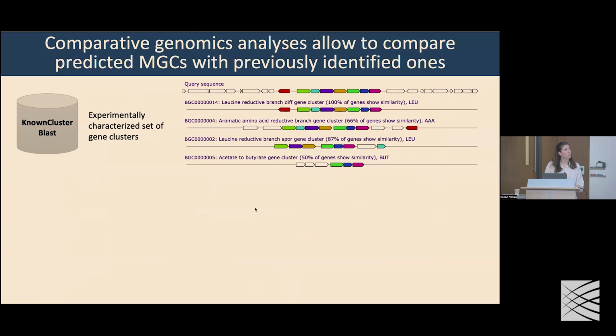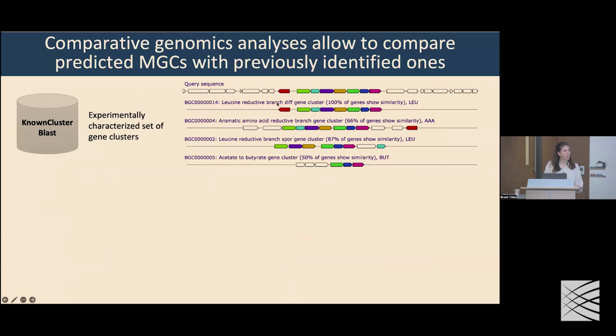So to be able to do this comparative genomic analysis, we also constructed two different databases. These databases are known as KnownClusterBlast, which contains the experimentally characterized set of gene clusters. And in here, for example, this is the output of KnownClusterBlast.